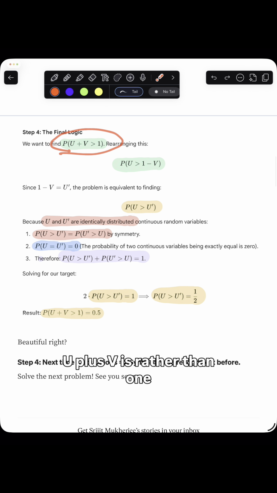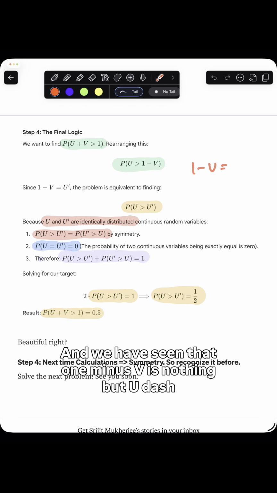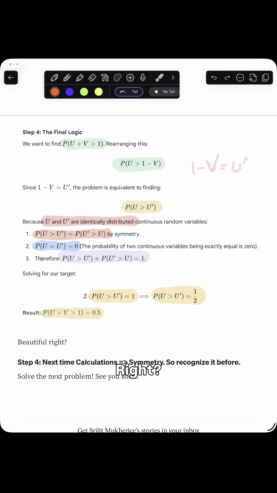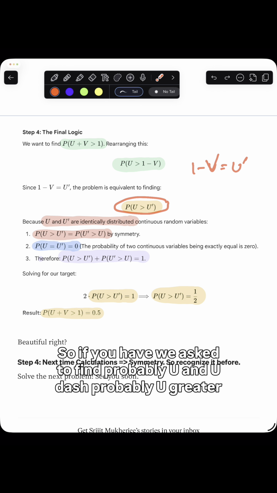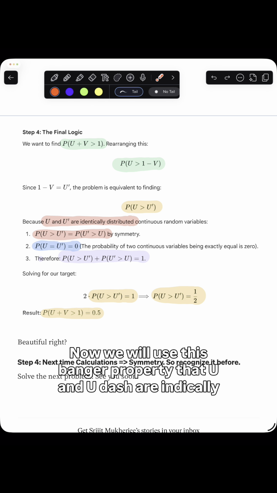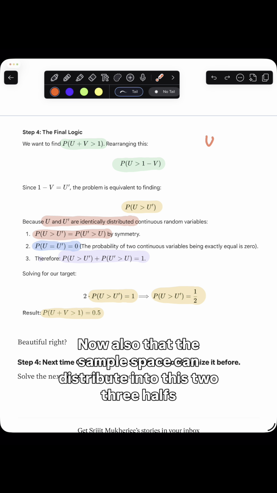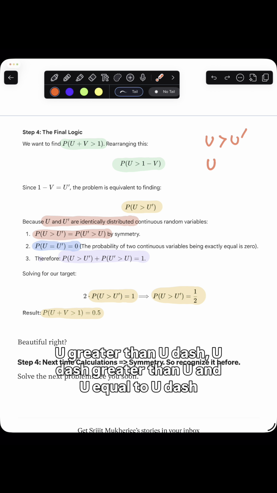You have to find the probability that U plus V is greater than 1, and that is equivalent to saying the probability that U is greater than 1 minus V. And we have seen that 1 minus V is nothing but U dash. So we are asked to find the probability that U is greater than U dash. Now we will use this banger property that U and U dash are identically distributed continuous random variables. Observe that the sample space can be divided into three parts: U greater than U dash, U dash greater than U, and U equal to U dash.